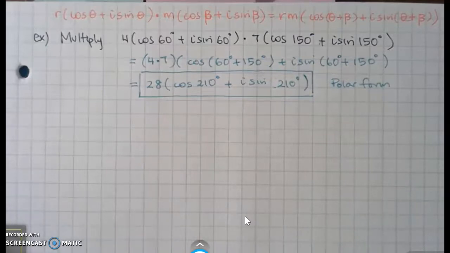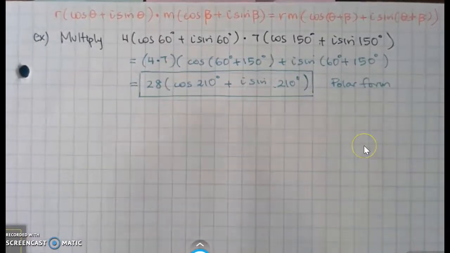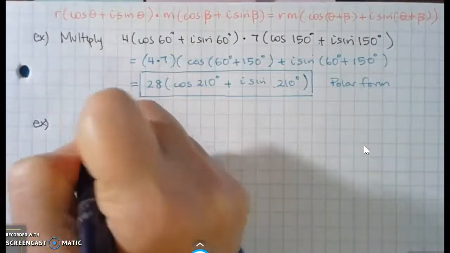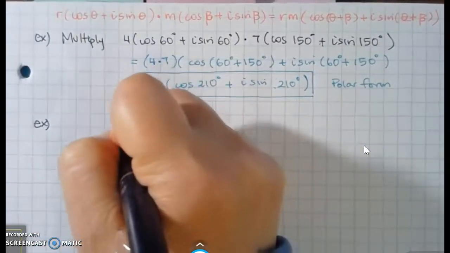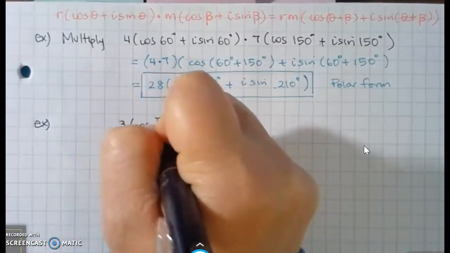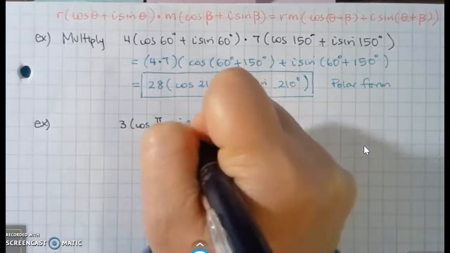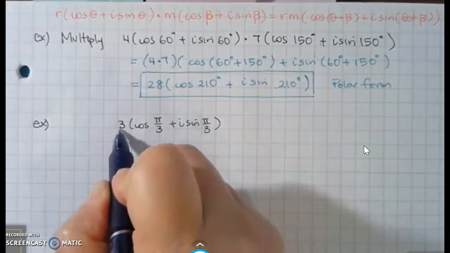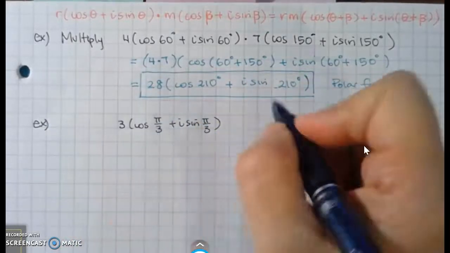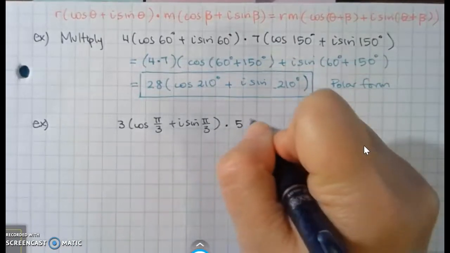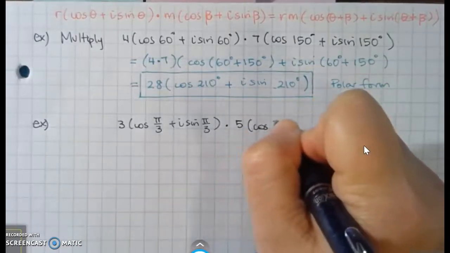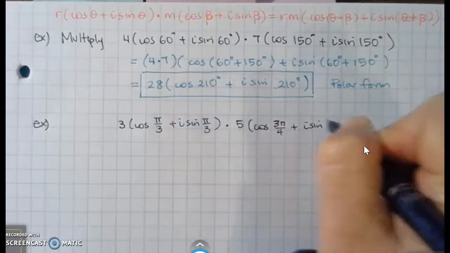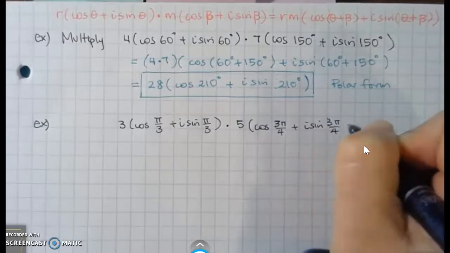Okay, let's try another problem. This time, let's use radians. Okay, and maybe you can try this. Pause the video and try for yourself. I want you to multiply 3 cosine of pi over 3 plus i sine of pi over 3. So the first complex number has a radius of 3 and the angle measure of pi over 3. Multiply that by second complex number, cosine of 3 pi over 4 plus i sine of 3 pi over 4.